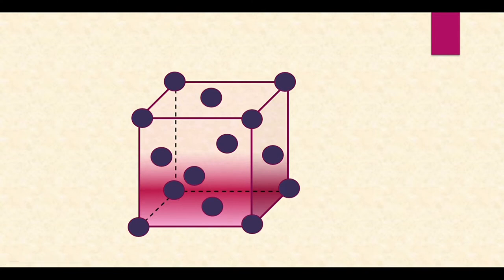So the total number of octahedral holes will also be 4, and the total number of tetrahedral holes will be twice that number, that is 2 into 4, that is 8. Now what is the position of the octahedral hole in case of the FCC lattice?